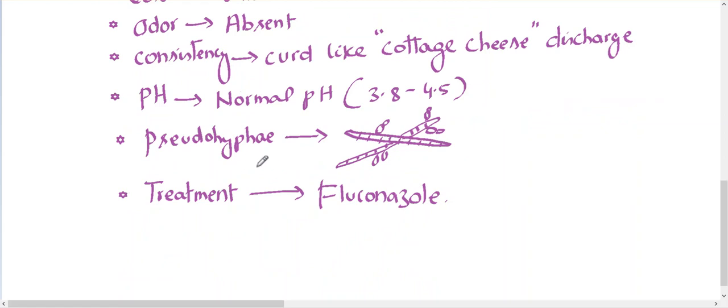You can see pseudohyphae under the microscope. So these are the pseudohyphae, guys, for candidiasis. And because it is a fungal infection, you treat with an antifungal like fluconazole. Okay. So guys, we discussed normal and abnormal vaginal discharge.